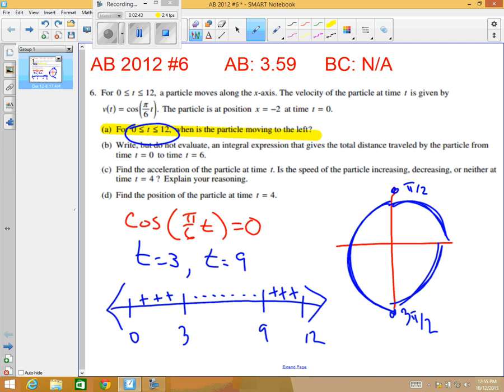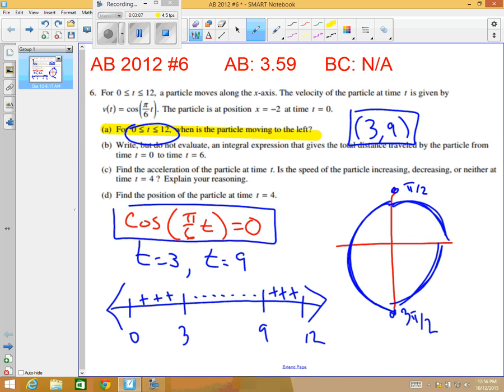And we're asked for moving to the left, so we have to give the intervals. It's not even asking us for an explanation. We just have to say 3 to 9. You say that, you get your full credit. To get the 2 points, you should have said somewhere in here that you got v of t equals 0. So they're going to give me a point for writing that down. They're going to give me a point for the correct interval, which was the 3 to 9. This whole part was worth 2 points.